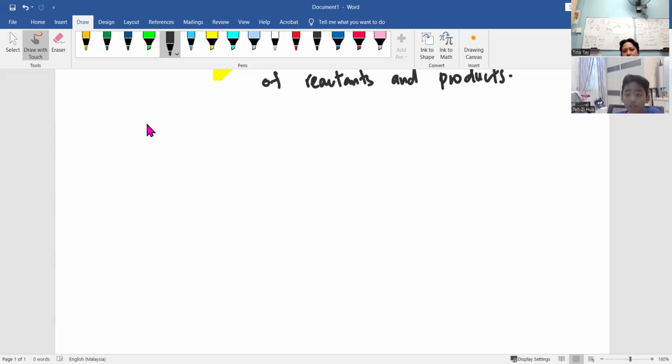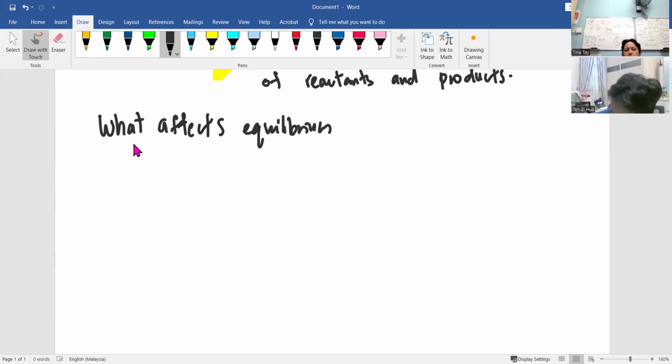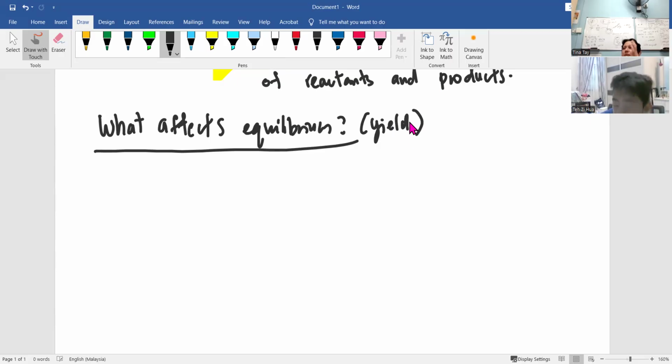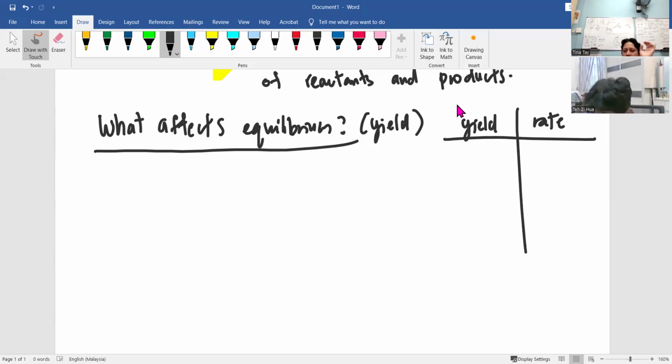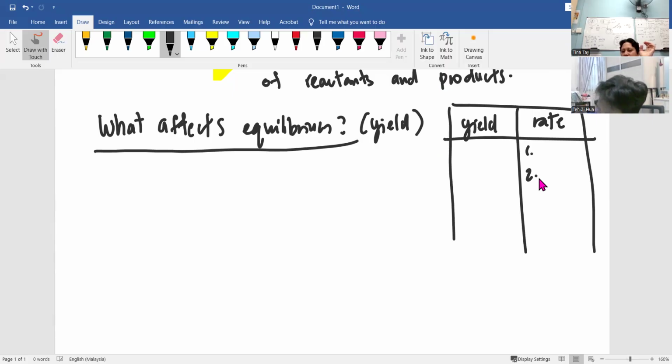Okay, all right. So what affects equilibrium? Let's compare it to, so equilibrium is also known as what is the yield? Yield means how many percent is the product. Okay, so let's compare yield and rate. What are the 5 factors that affect rate?